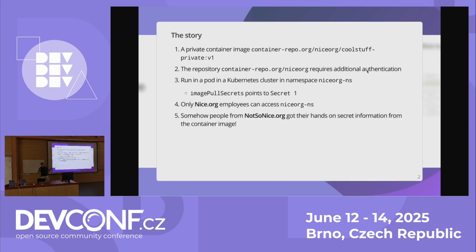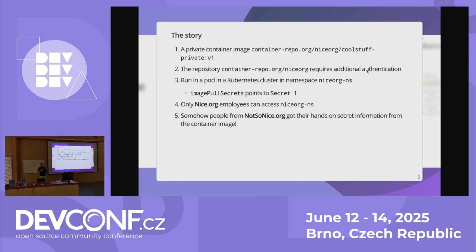All right, we will start with a story. It's a technical story. It's not a fairy tale or anything, more like a horror story, really. So imagine you've got a private container image. Let's call it coolstuff-private:v1. And this is a private container image, right? It lives in some kind of private repository called containerrepo.org/niceorg, which requires some additional authentication so that you can get your private image, right?